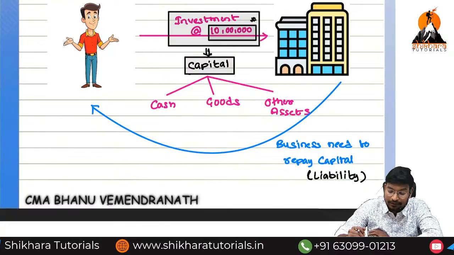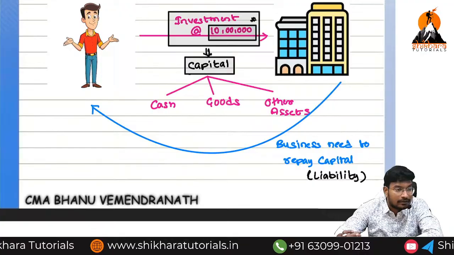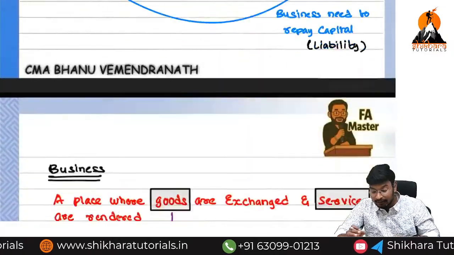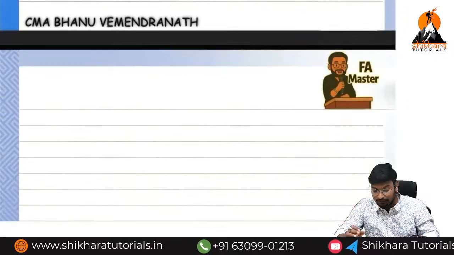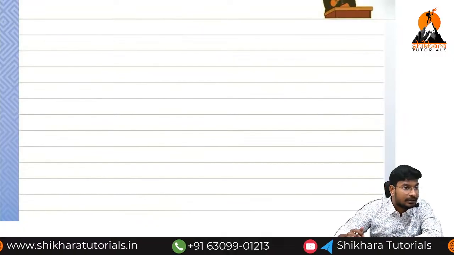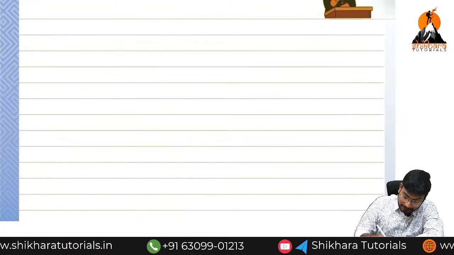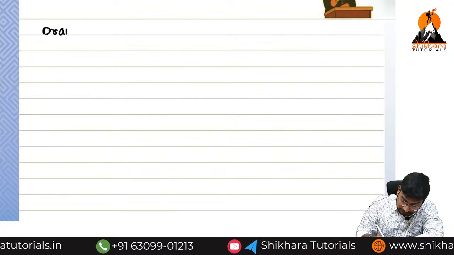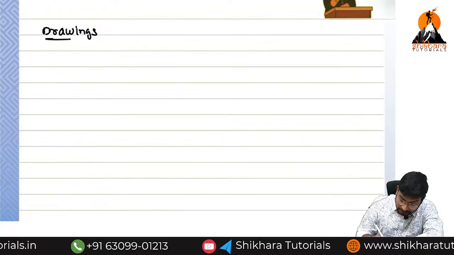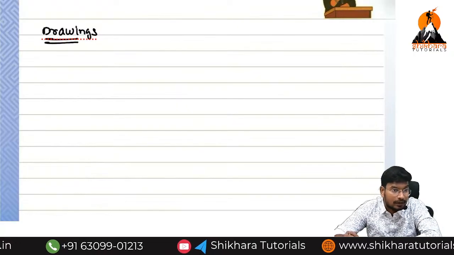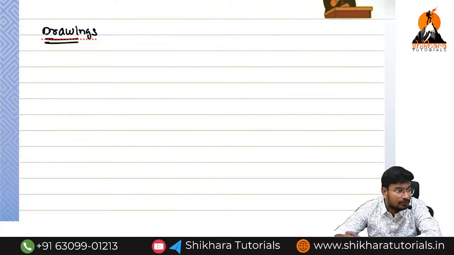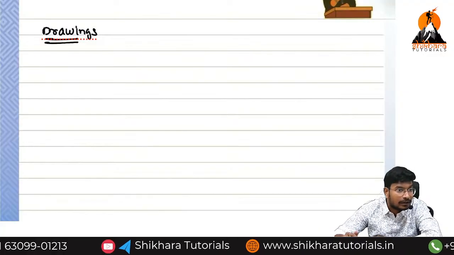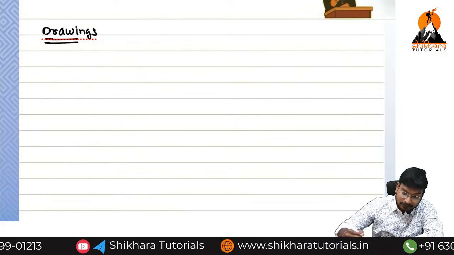So up to here we have discussed the concept of liability, the concept of capital, the concept of owner, business, goods, etc. Next I am going to discuss the concept of drawings. What is the meaning of drawings? You already know. An amount withdrawn, and not only the amount, he can take over the goods, he can take over the assets from the business. So anything taken over by the owner from the business is called as drawings.